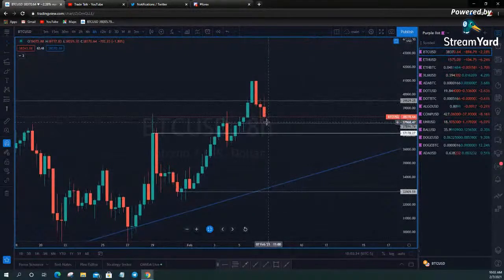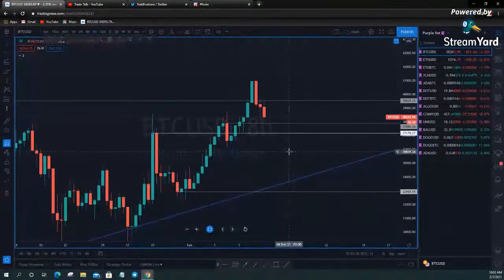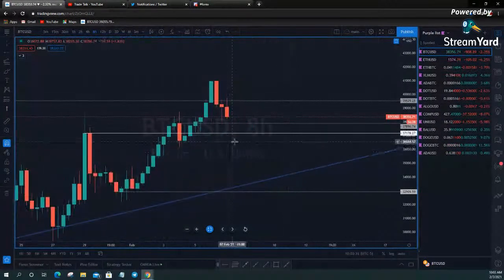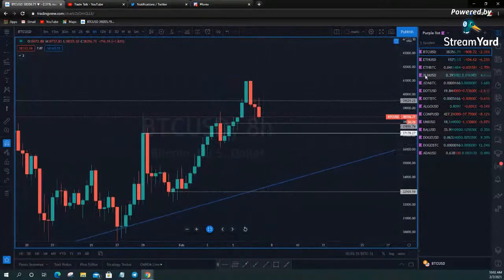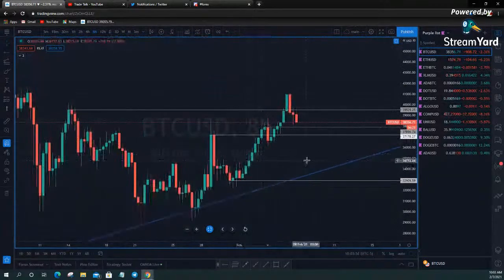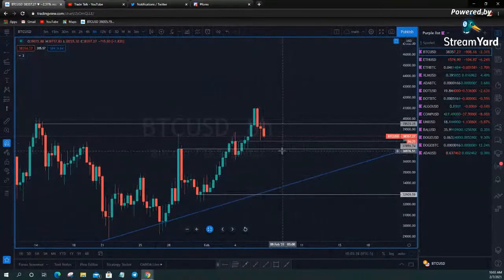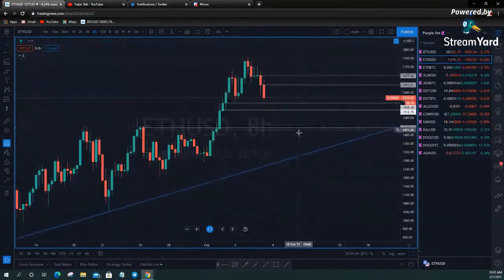Where will that area be? Well, the first area is going to be 37,896.74. This area right here. Next area will be this area down here. But eventually, I do look for Bitcoin to find support and move higher. And especially if the dollar comes out of the gate swinging with some bearishness, that will absolutely help all the crypto pairs paired against the dollar.